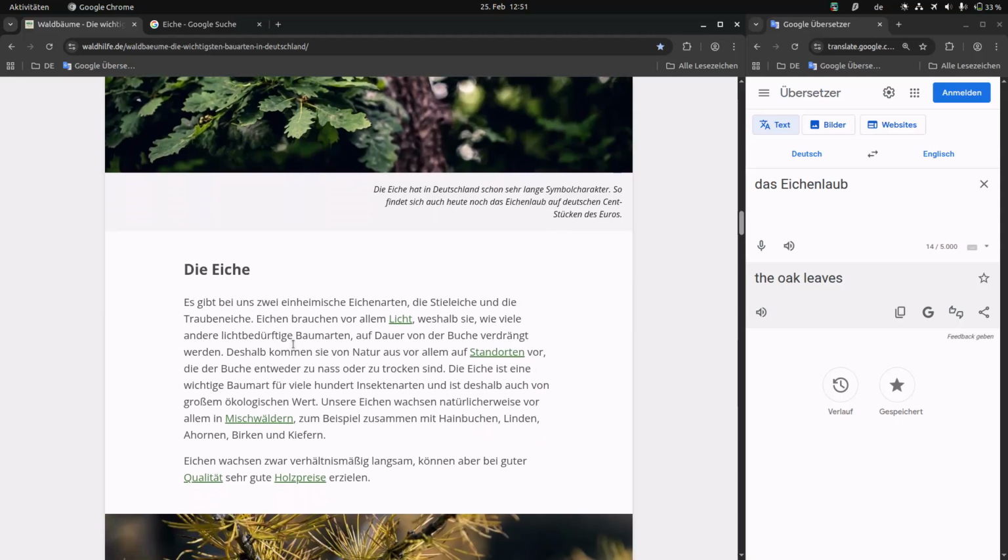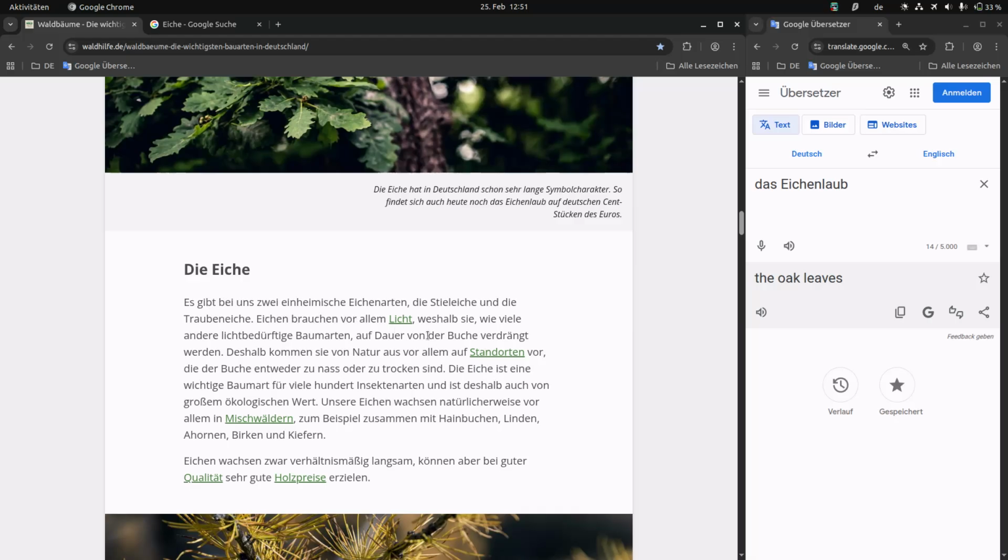So, die Eiche, the oak. Es gibt bei uns 2 einheimische Eichenarten, die Stieleiche und die Traubeneiche. So I wasn't completely wrong, because, yeah, I'm gonna explain that later. I'm first gonna read the text.